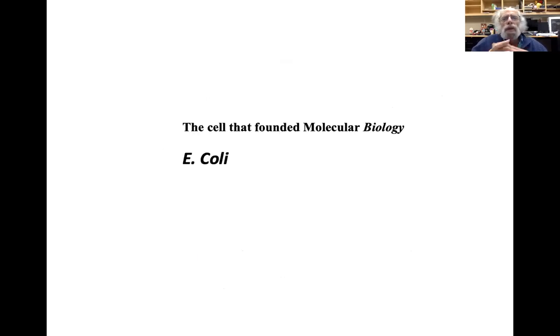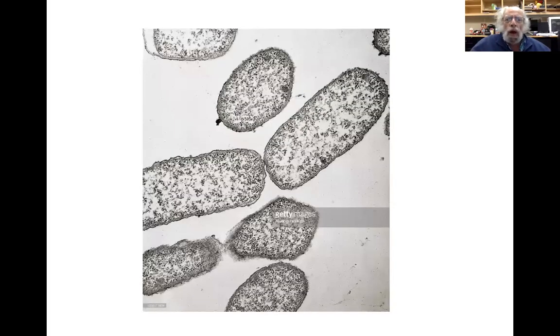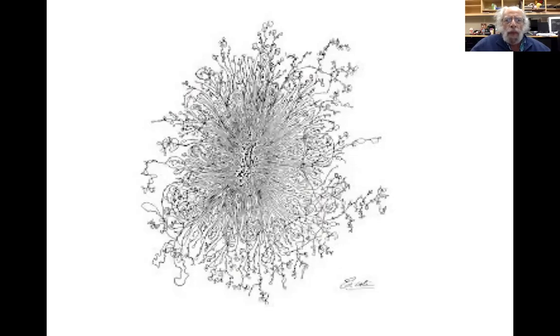Now I want to stop and talk about the cell that founded molecular biology, E. coli, and give you a very quick summary. This is E. coli. It's approximately 1 micron in length. This is what happens when you explode E. coli: this is the DNA in E. coli, one single molecule. All that is one single strand of circular DNA.